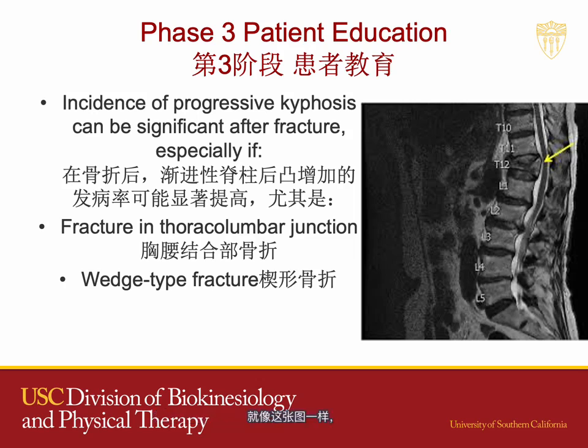This is especially true if the fracture was at the thoracolumbar junction. So just like this picture, if it's at like T12, L1, they're more likely to become more kyphotic. And if it's what's called a wedge type fracture, so again, that really big collapse in the anterior part of the body of the vertebrae, they're more likely to be kyphotic. So you want to spend a lot of time teaching them how to do scapular movements, how to do upper thoracic extension, so that they're not ending up with that kyphotic posture in the long run.